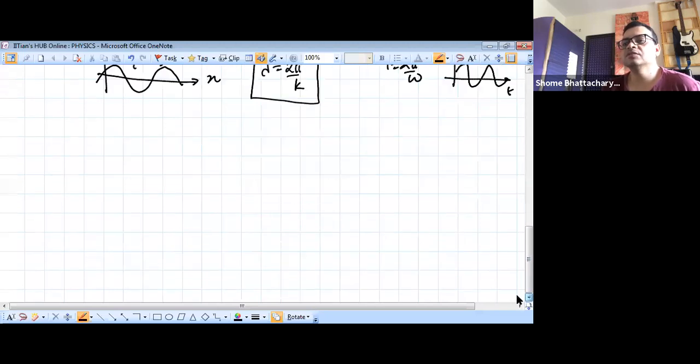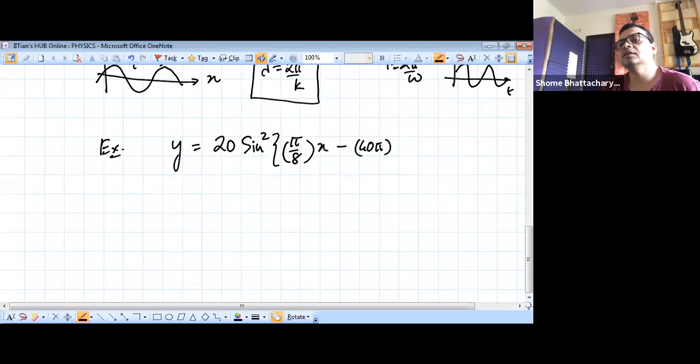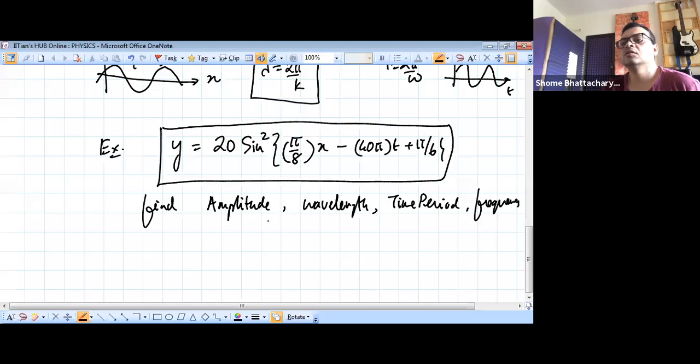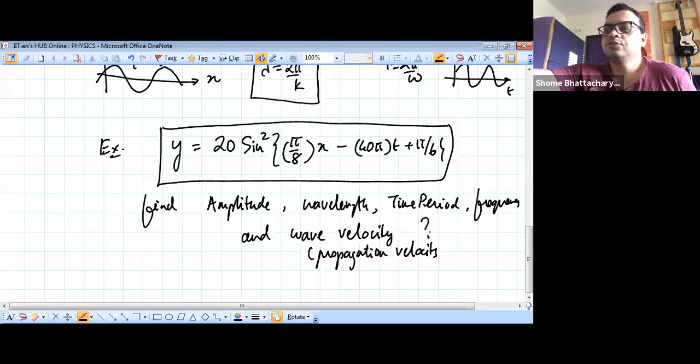Okay. Similarly, for example, if we were to have the equation y = 20 sin²(π/8 x − 40π t + π/6). Suppose this was the equation. Now here we want to find the amplitude, wavelength, time period, frequency, and wave velocity, that is propagation velocity. All these things. Just tell me the values of all these 5 parameters.